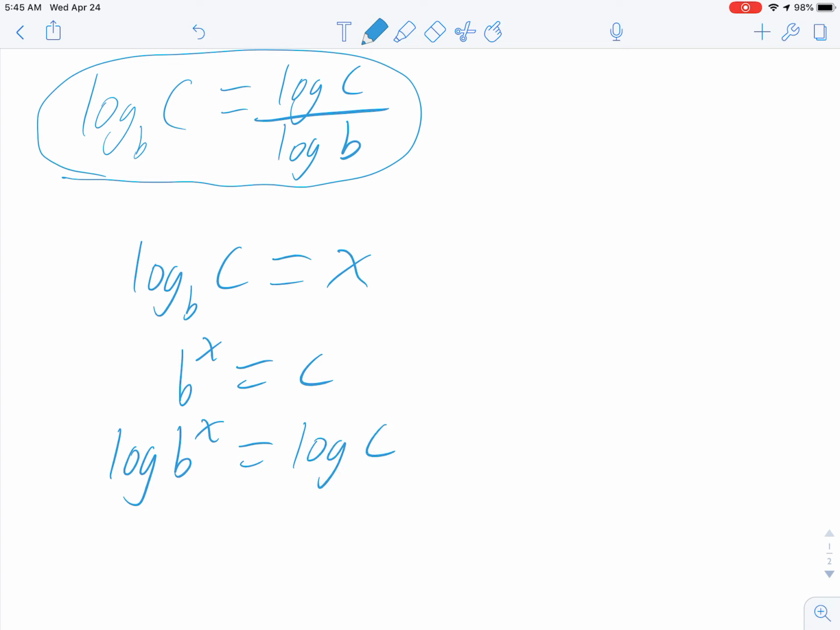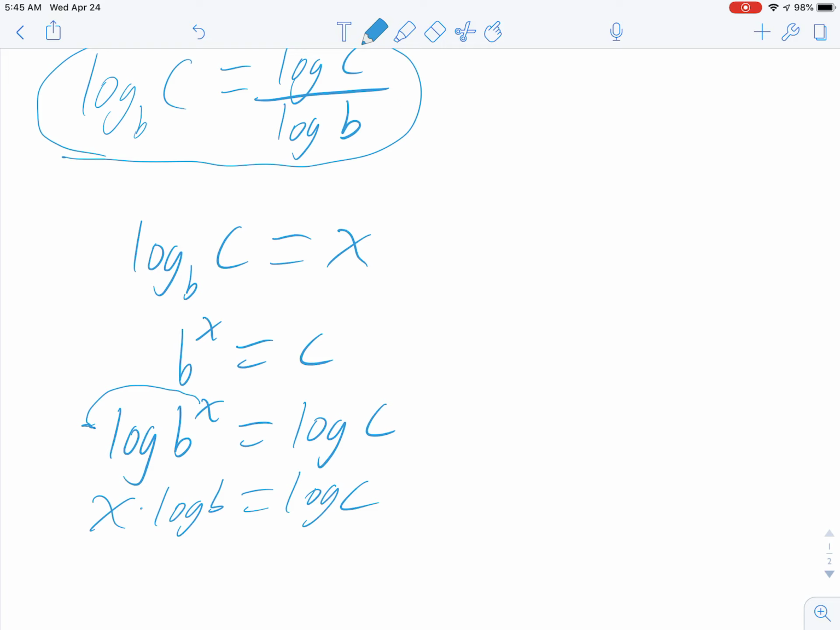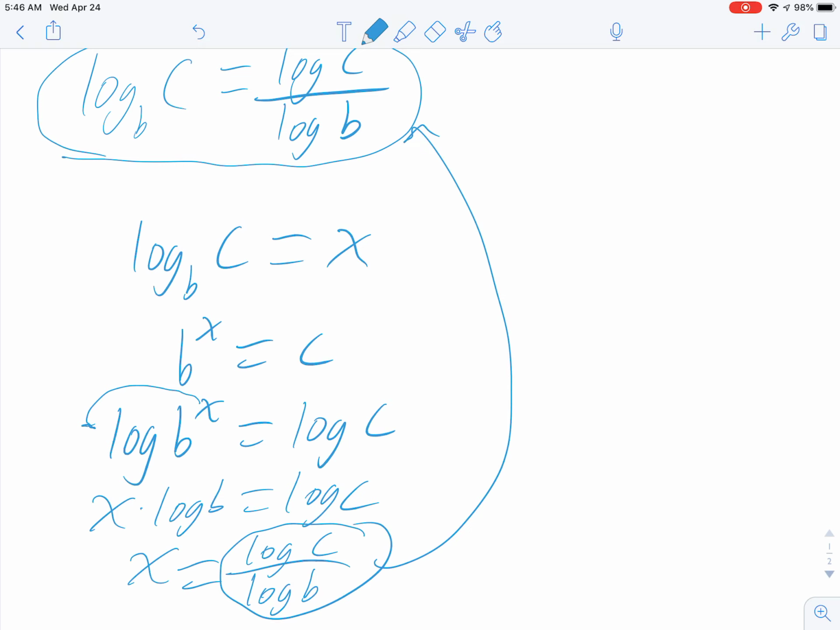So I'm going to take the log of both sides of the equation, and now I'm going to use my power rule here and move that x over there. Remember, log of something to a power is equal to the product. So x times log of b equals log of c. And now if I'm solving for x, I can divide both sides by log of b, and I'm left with x is equal to log c over log b, and that is the change of base formula.